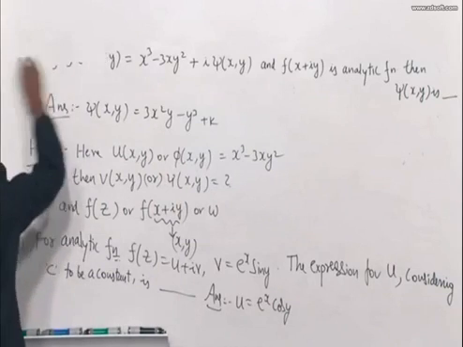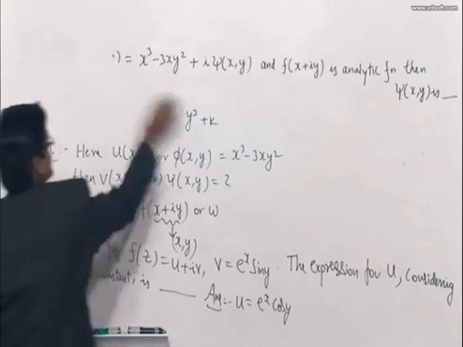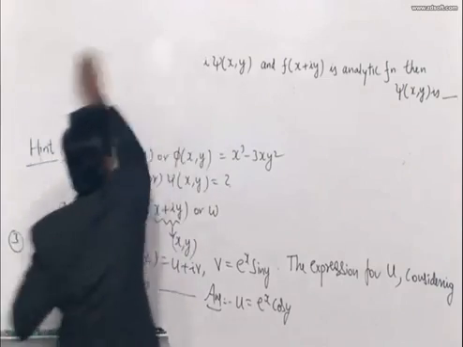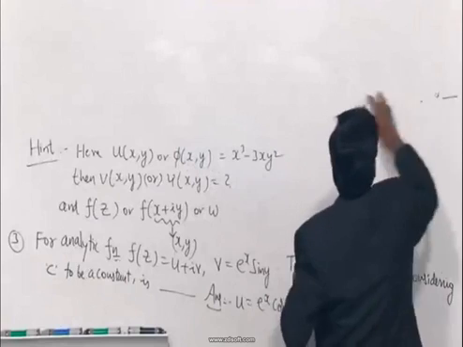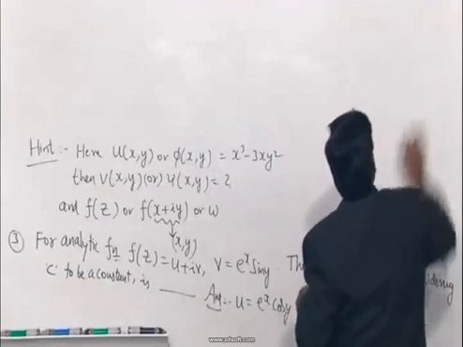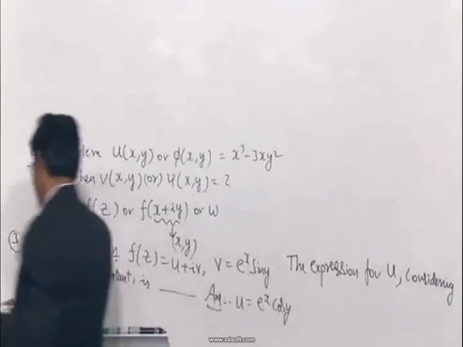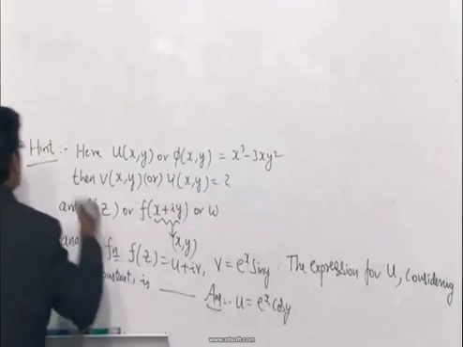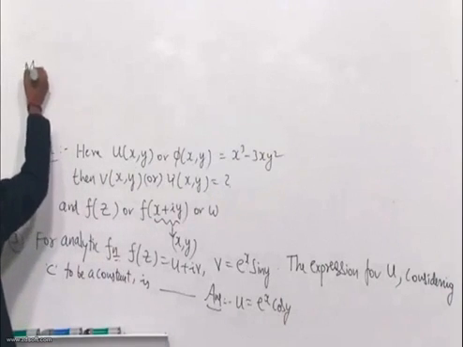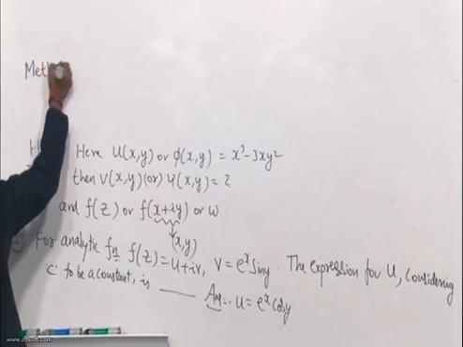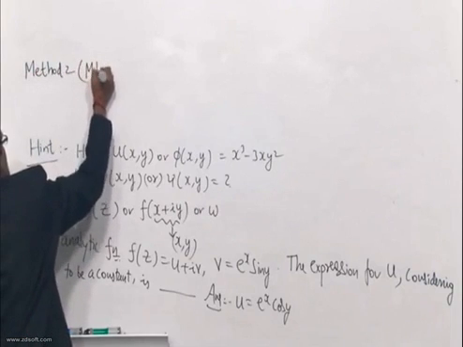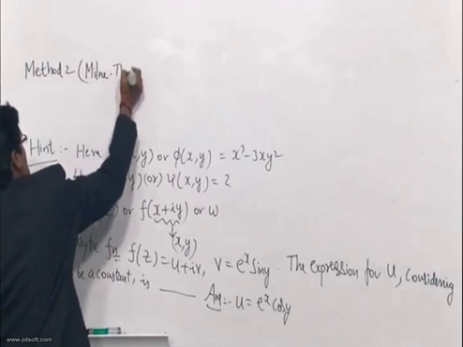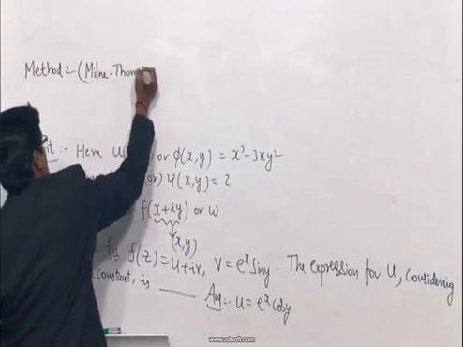Now I am going to method 2. Here u is given, v is given, you need to find u. That is the second case of method 1. Method 2. The name of this method is the Milne-Thomson method.